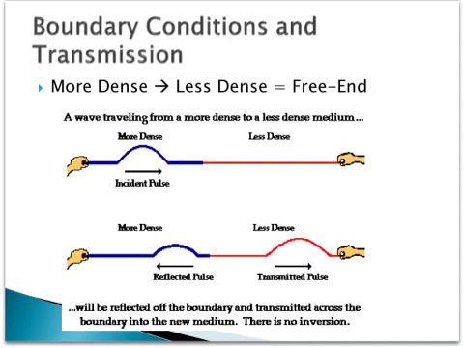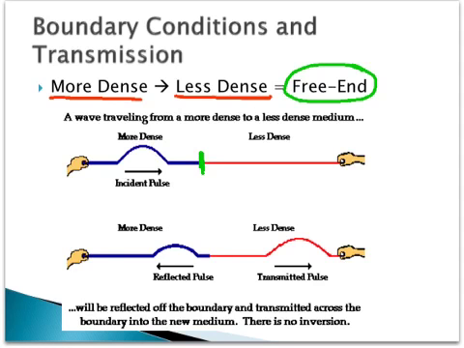All right, now let's look at this process in reverse. Now let's go from a more dense medium to a less dense medium. Okay, here, notice again, we're going to start off with a crest. The incident pulse of the crest is going to go to this boundary. The boundary we're going from is more dense to less dense. So looking at this type of interaction, this is like going to a free end.